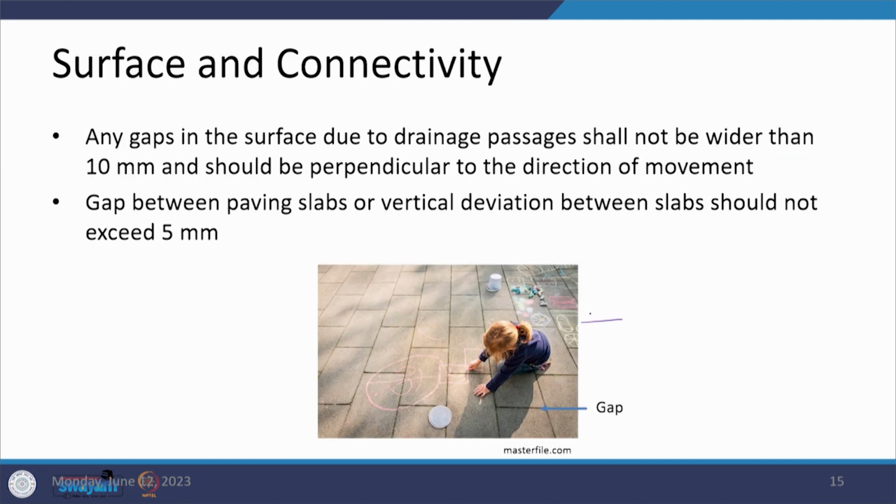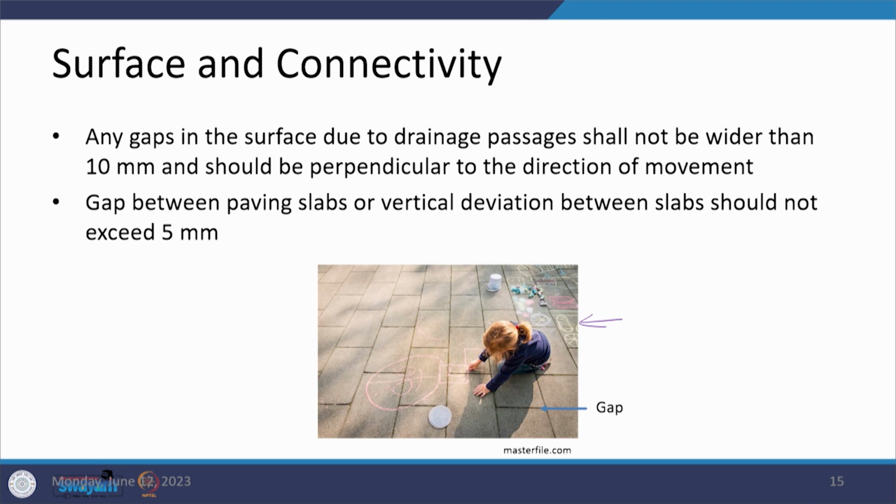Here we are talking about the surface and connectivity of the pedestrian facility. You can see in this photograph a wide pedestrian facility has been provided and a child is playing at the top of that. Maybe this is the home of this girl child, and she is utilizing it in a very perfect manner.